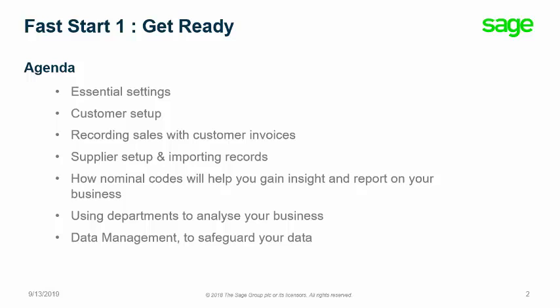Moving on, we'll look at nominal codes and the nominal ledger and how those codes can help you gain insight into your company. And then looking at departments, so outside of the nominal ledger, how you can analyze the costs and profitability of different areas of your business. Followed lastly by data management, so creating access rights to protect your data by specifying who can log in and once logged in, which areas of the system they can view, and then backing up your data, so making sure that you've got a copy of your data stored safely in case you need it.